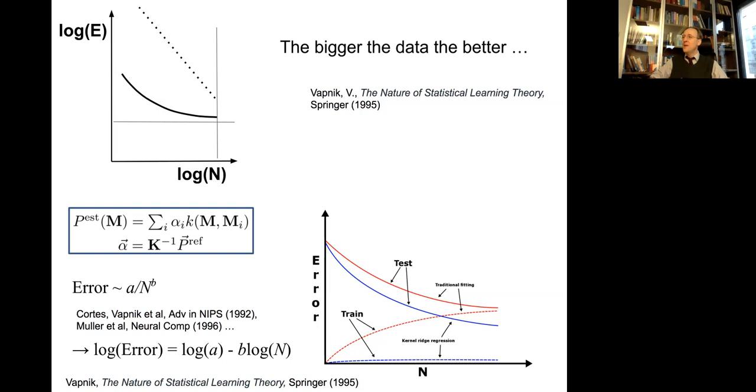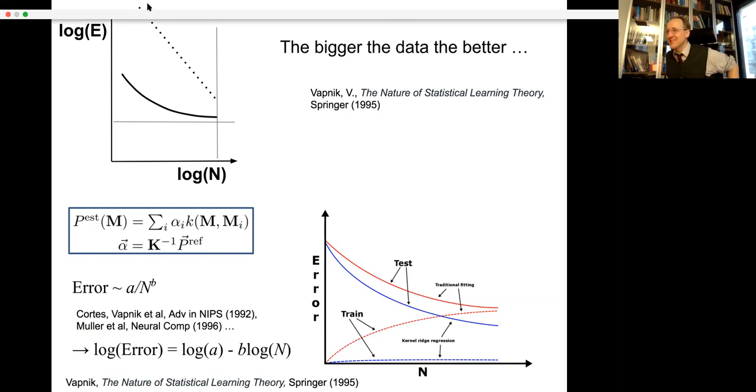So this tells you why a single error reported for a single training set size is usually not sufficient to draw general conclusions about your model. You need to test the linear decay, at least on this log-log plot. So to test if this is a linear line, you should have at least three different training set sizes. Ideally, of course, you should have many more training set sizes.